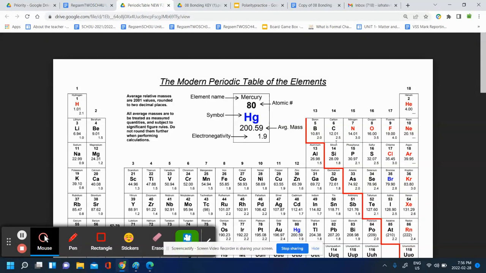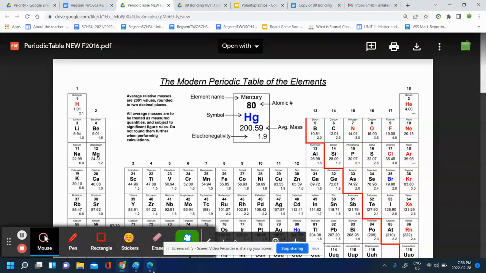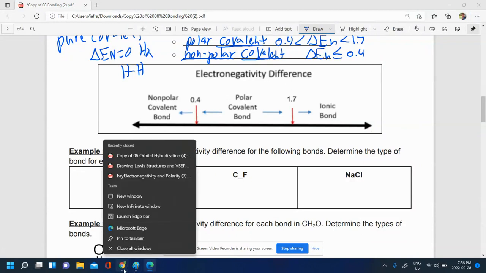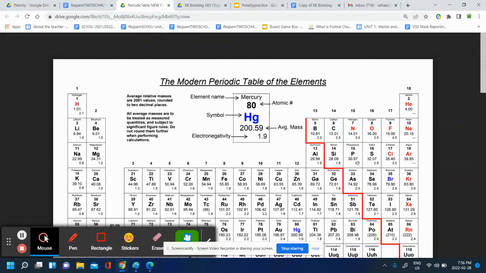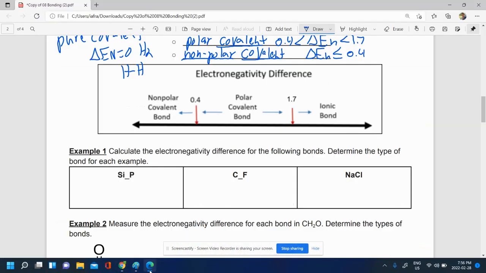So we're dealing with Si, and let's see, what was the element in this question? Si and P. So let's go to Si over here, 1.8. P is 2.1. So the electronegativity difference is going to be equal to 2.1 minus 1.8. So you always do the larger one minus the smaller one, which is 0.3. Since 0.3 is less than 0.4, this bond is a non-polar covalent bond.